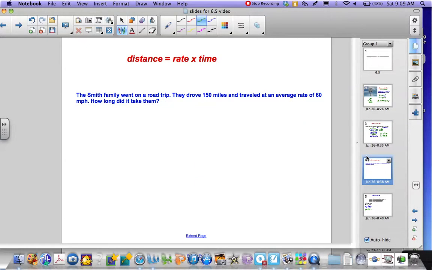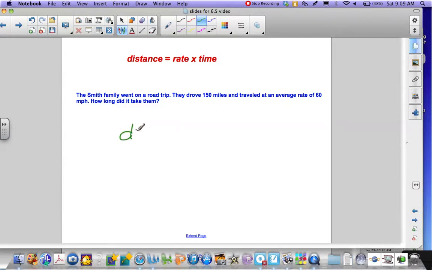Okay, let's look at one more. Smith family went on a road trip. They drove 150 miles, traveled at an average rate of 60 miles per hour. How long did it take them? Okay, so again, we're going to start with the formula. D equals R times T. Reread the problem, think about it, put yourself in the problem. Your family's going on a road trip. It's 150 miles away. You're going 60 miles per hour. So you would go 60 miles in 1 hour, 120 miles in 2 hours, 180 miles in 3 hours. All right, it's not going to take you that long to get there.